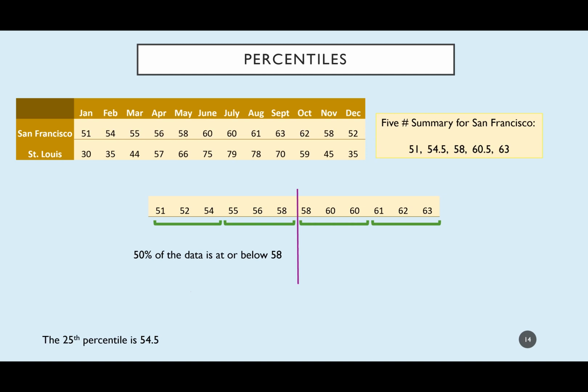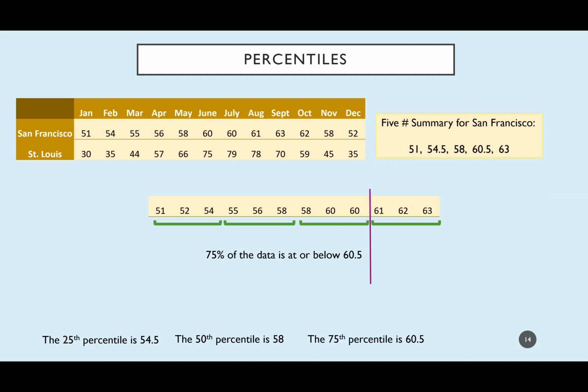And if you notice the bottom of the screen, you're seeing this pop up. We just said the 25th percentile is 54.5. The 50th percentile is 58. So all we're doing with percentiles is we're just saying how much data have we covered up to this point. And so our 75th percentile is going to be at 60.5. That means 75% of the data we've covered up to the time we get to 60.5. And you could say the 100th percentile is at 63, but no one talks about that. So, all right.